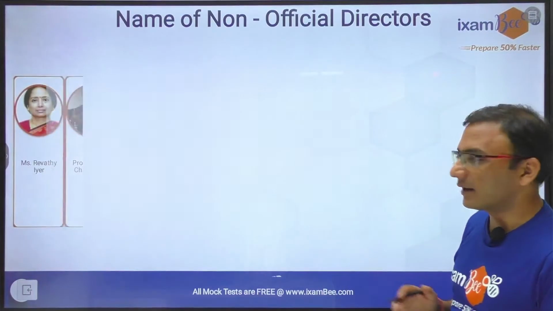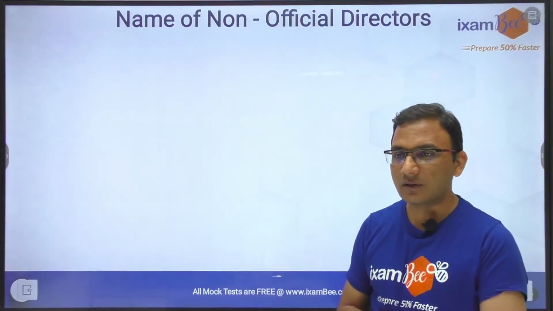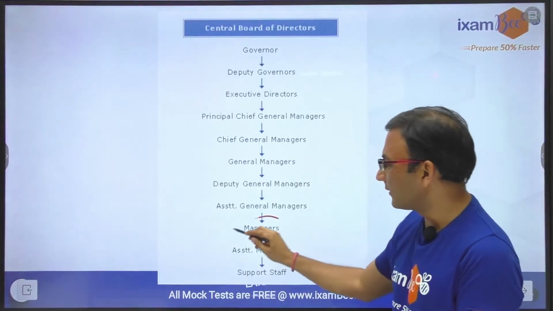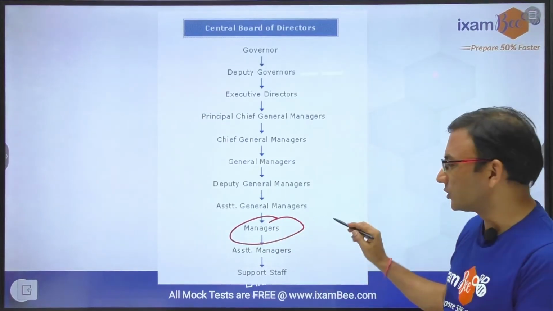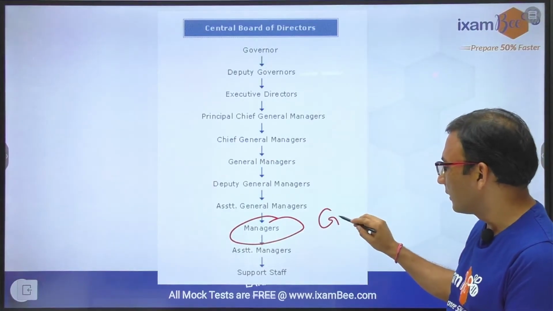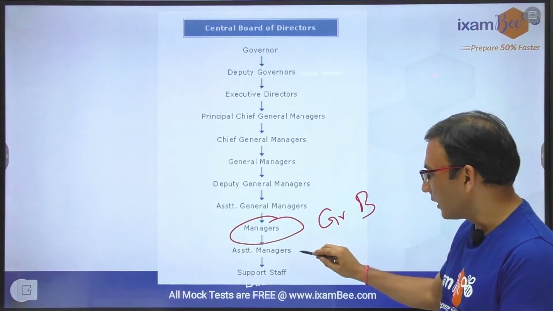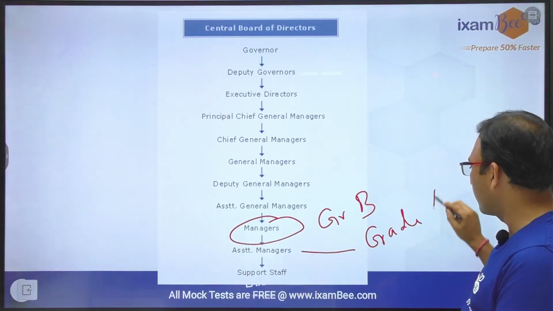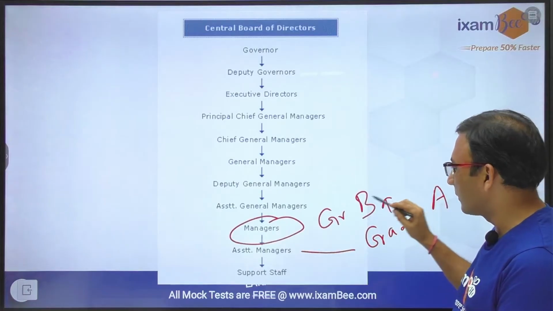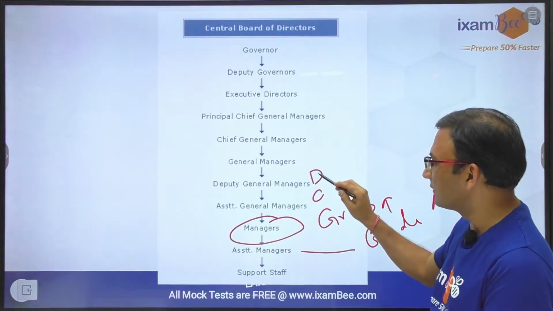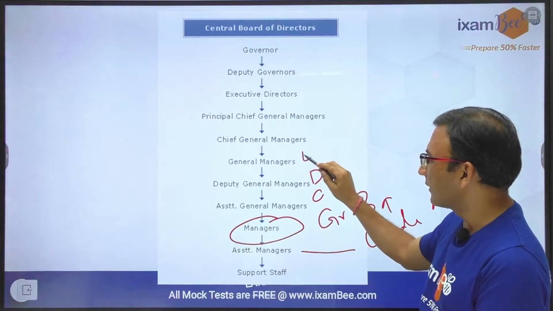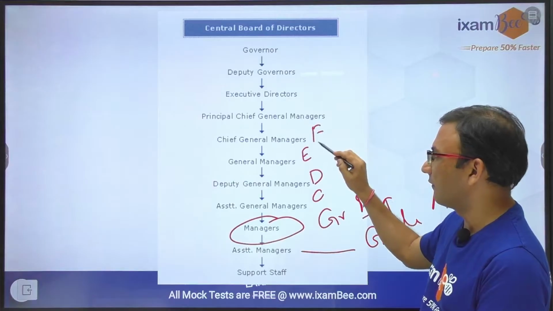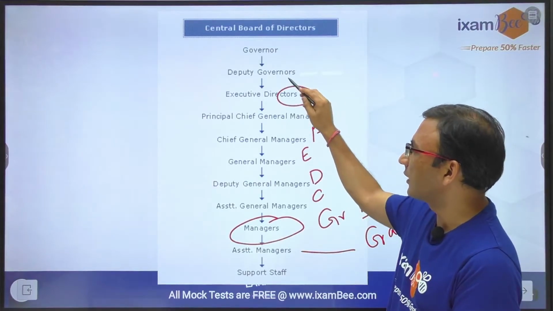Understand what the hierarchy of the RBI is so that you understand where you stand today. You join as manager level in all these positions. So Grade B is a manager level position. Assistant manager is Grade A. By promotion from Grade A you become Grade B, and then Grade C, Grade D is DGM, Grade E is GM, and CGM is Grade F. After that you become executive director and deputy governors.